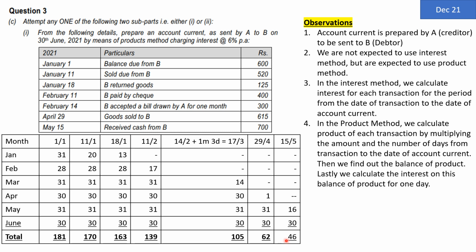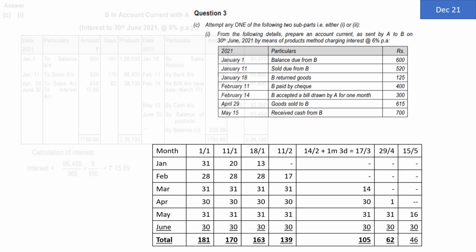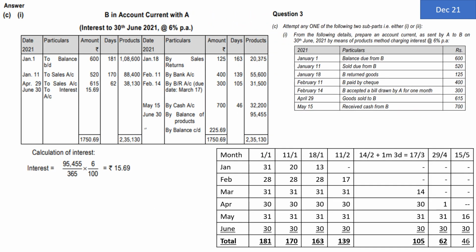Once this information is available, we can start with the preparation of account current. An account current is basically your normal ledger account with some additional columns to facilitate calculation of interest. As usual, your ledger account is going to have two sides, left hand side and right hand side, with date, particulars, amount. These are the usual columns of your ledger account. But two additional columns are prepared on the debit side, that is the days and products. Then again on the credit side, you have date, particulars, amount, which are the usual columns, and additional two columns for days and products.